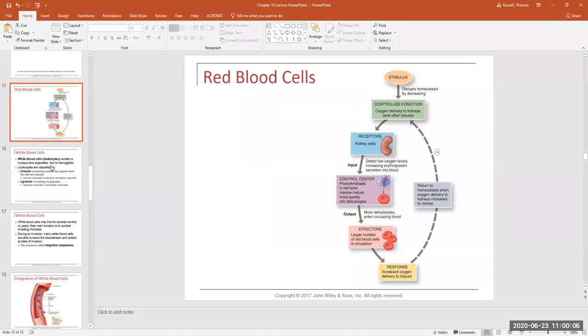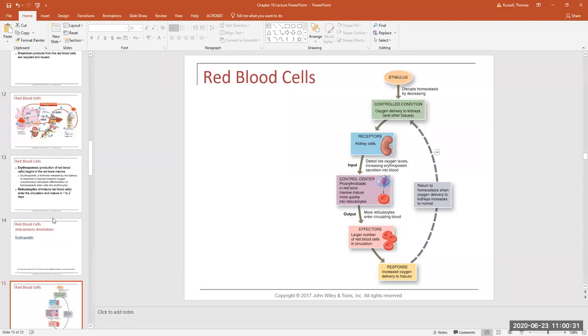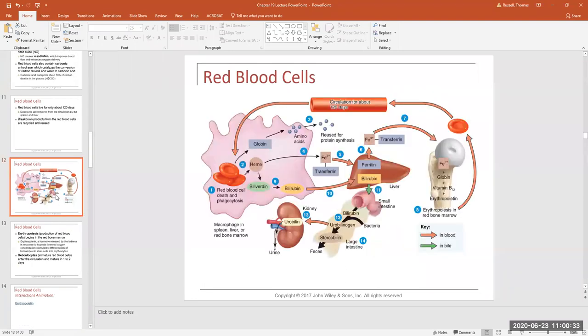Know erythropoiesis, how we make red blood cells in the red bone marrow. And know the stimulating factor is oxygen delivery directly. So how much oxygen is in the blood means something. So if the blood's not very oxygenated for whatever purpose, the kidneys are sensitive to that and they release EPO. So follow this flow chart. Oh, and know the breakdown components of a red blood cell and the breakdown of these pigments. Just follow your flow chart again.